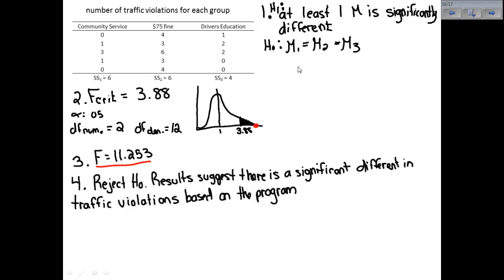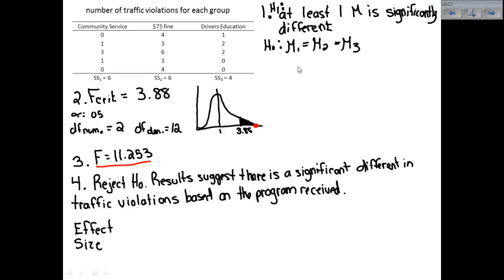Now, at this point, we do not know which groups are significantly different. And we don't even know what the effect size is. So we need to do 2 additional steps because we did find a significant result. So let's go ahead and figure out what proportion of the differences in traffic violations can be attributed to which program the participants were in.